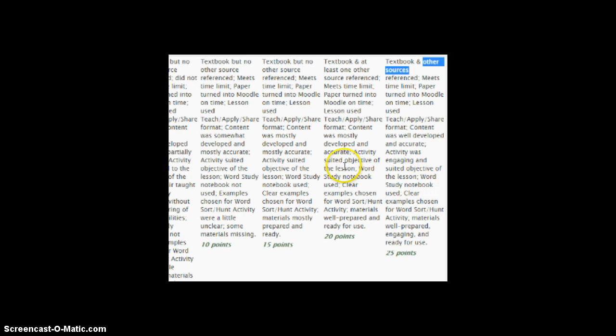Your word study notebook needs to be used for both categories to be met, otherwise that's an additional deduction of points. You need to also have clear examples chosen for your word sort or word hunt activity. Whatever activity you do, you need to have several words chosen to demonstrate that category. And then your materials need to be well prepared and ready for use. The difference again between these two categories is the word engaging. Are they engaging and encouraging active thought and discovery amongst the students?